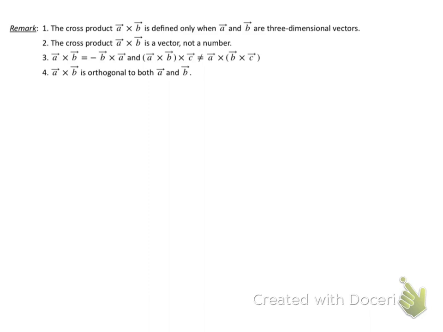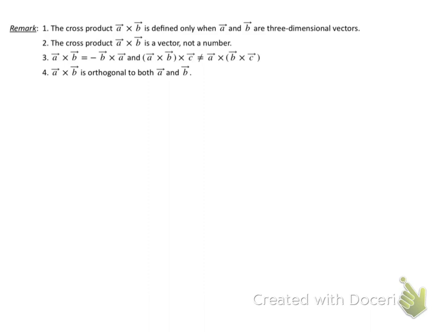Some remarks on our new thing, the cross product. First, unlike your inner product, the dot product, which you can define on any vector space, the cross product only works for degree 3. It's a unique thing for 3-dimensional vectors. And as we already pointed out, the cross product is a vector. Remember, the dot product is a number, but the cross product is a vector.